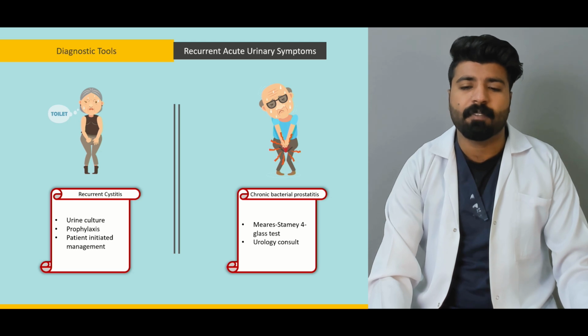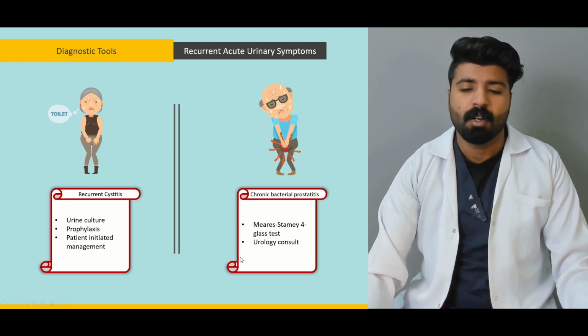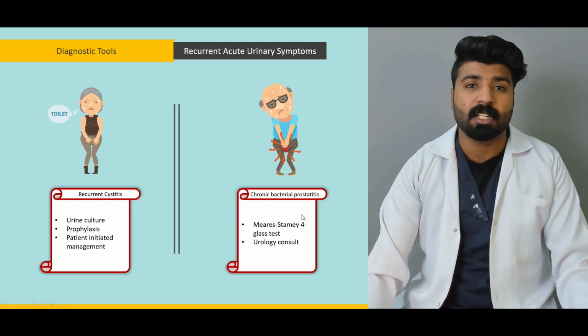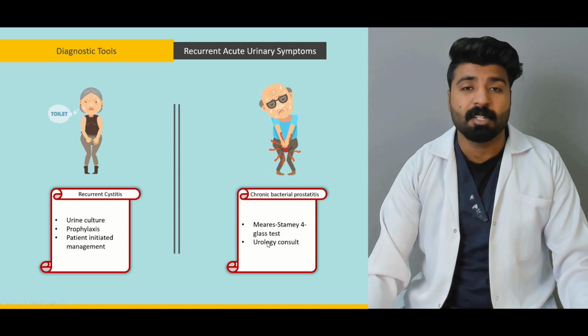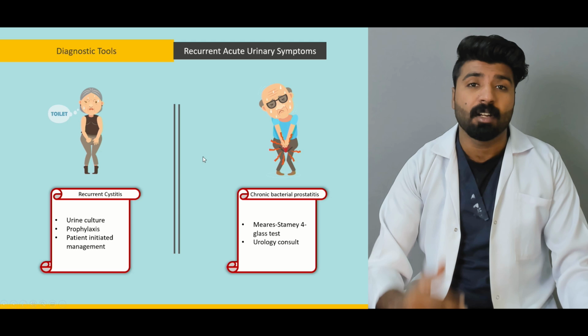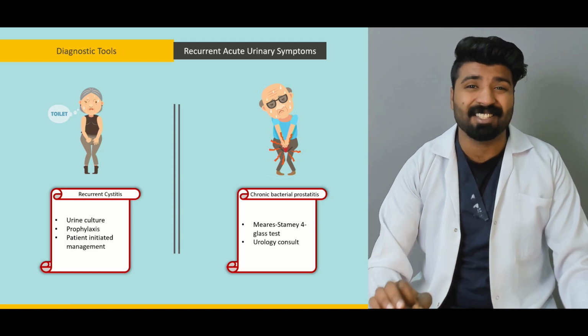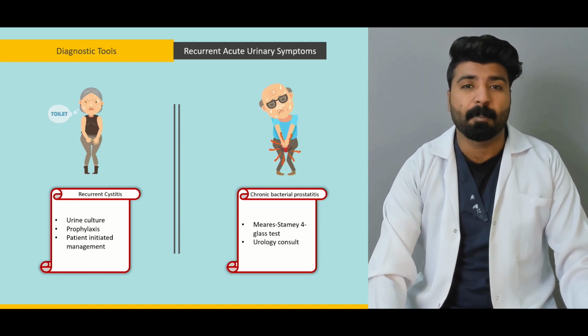On the other hand, we have chronic bacterial prostatitis. In this, what investigations will we go for? We'll go for the Meares-Stamey 4-glass test and a urology consult. So you'll consult a urologist in the urology department, and you'll go for this test that will help us get to know the basic reason for chronic bacterial prostatitis.